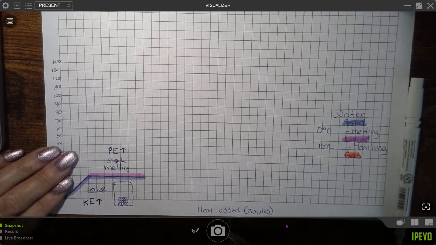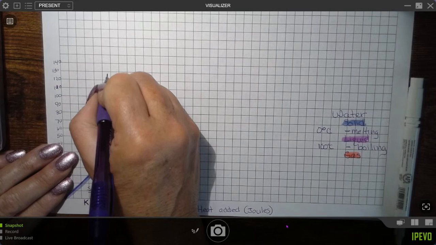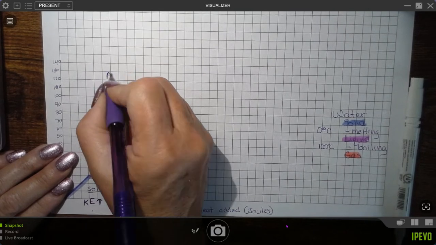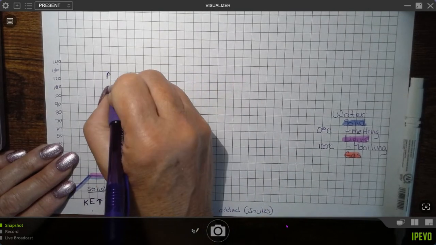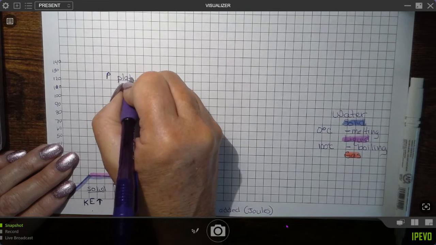Here's a way to remember this. P stands for three things on our heating curve. It stands for plateau, a flat spot.